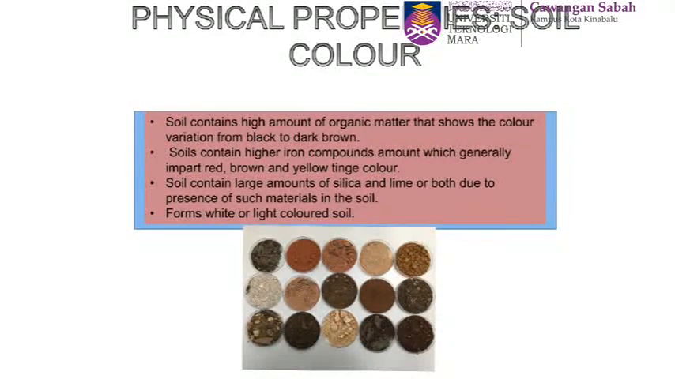Third is the soil color. Soil that contains a high amount of organic matter shows color variation from black to dark brown. Soils also contain higher amounts of iron compounds, which generally impart red, brown, and yellow tints. Soil also contains large amounts of silica, lime, or both, and the presence of such materials in the soil will form white or light colored soil.